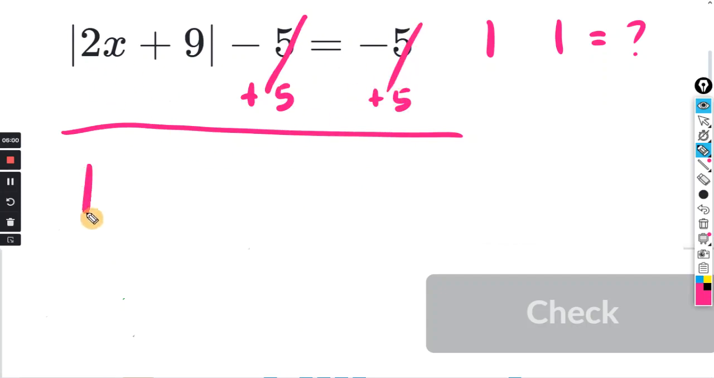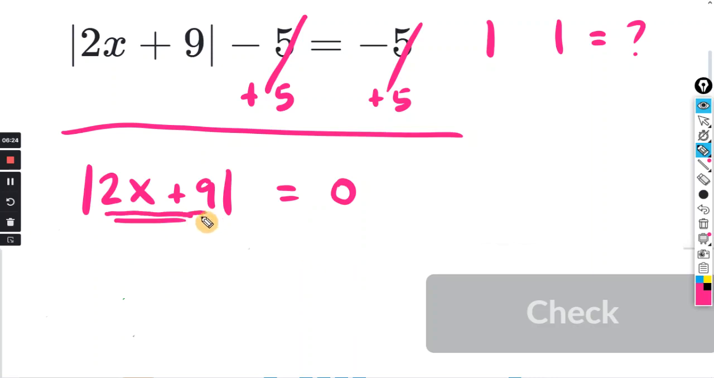The absolute value of 2x plus 9 equals 5 minus 5 canceled, so that's 0. Now, can an absolute value equal 0? Yes, it can. Do you have to do plus or minus on 0? No, you do not. As long as the part inside is equal to 0, then it works, because the absolute value of 0 is still 0.